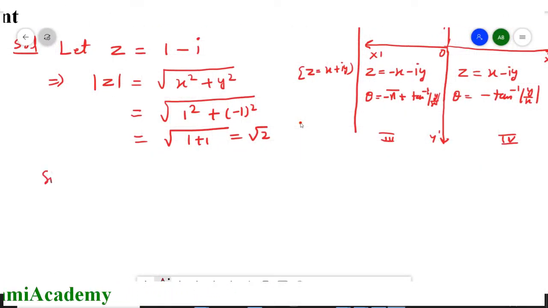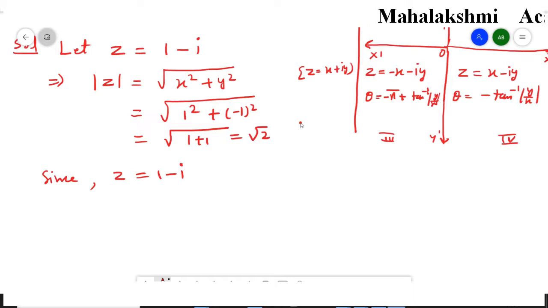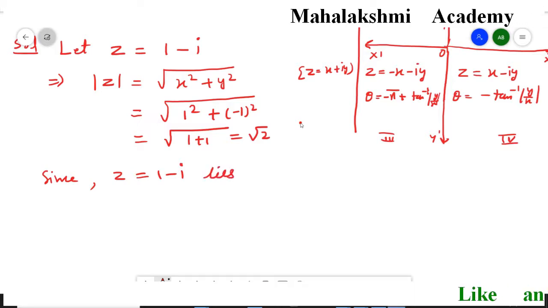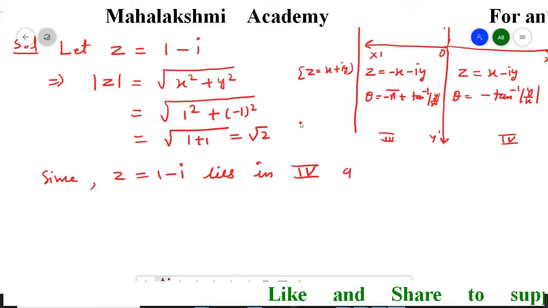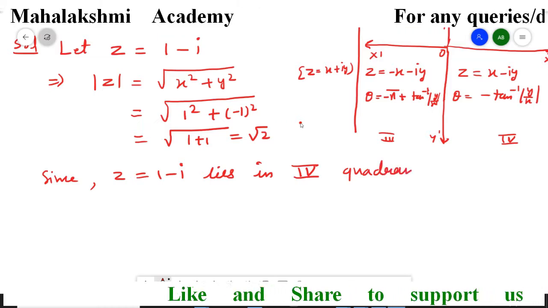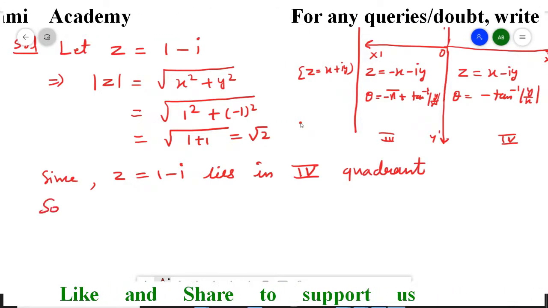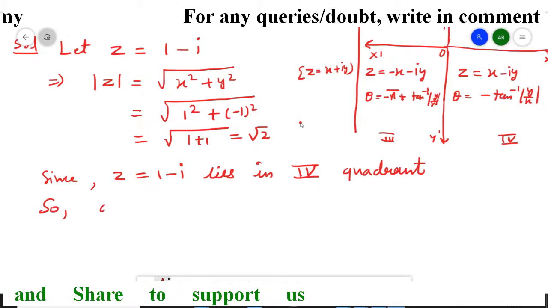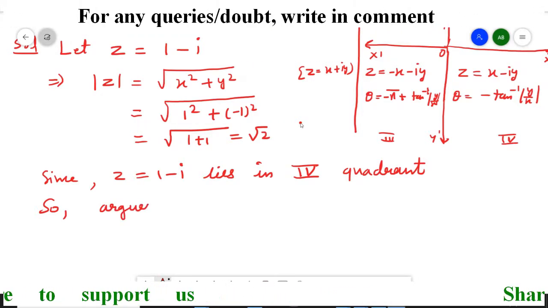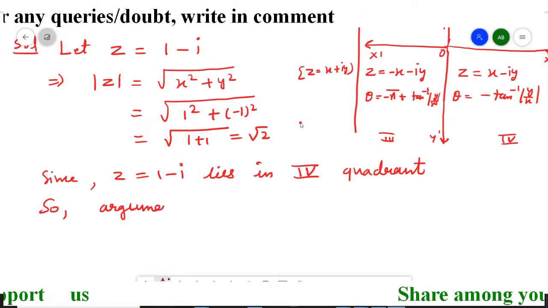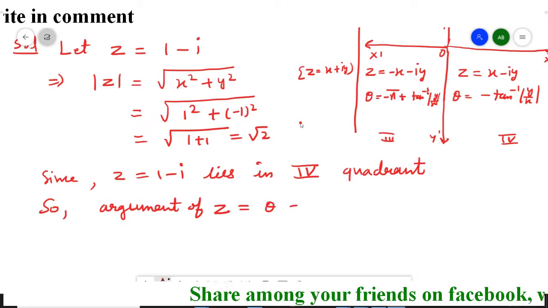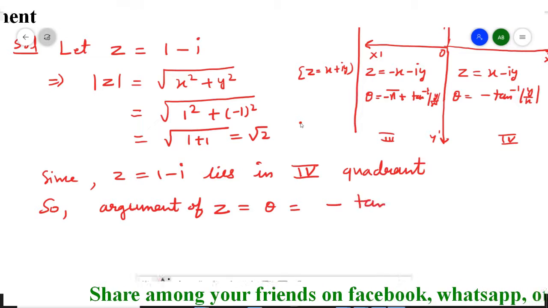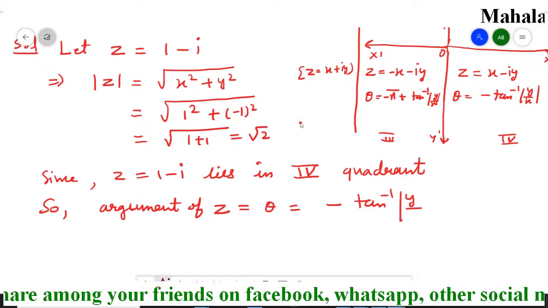We write down first, since z is equal to 1 minus iota lies in the fourth quadrant, so argument of z, that is theta, is equal to, the formula is minus tan inverse mod y upon x.